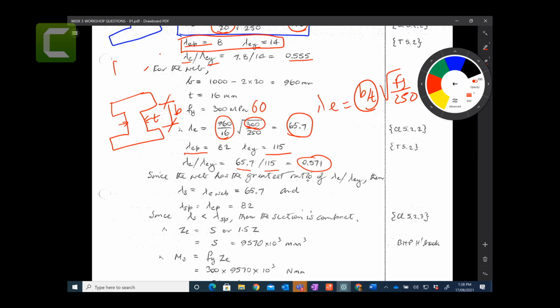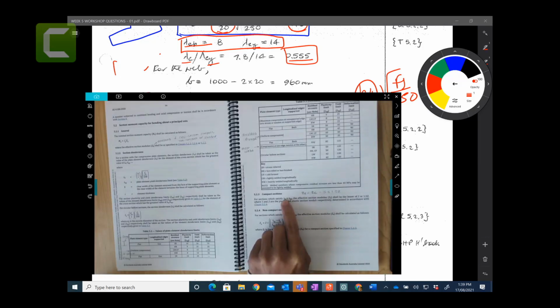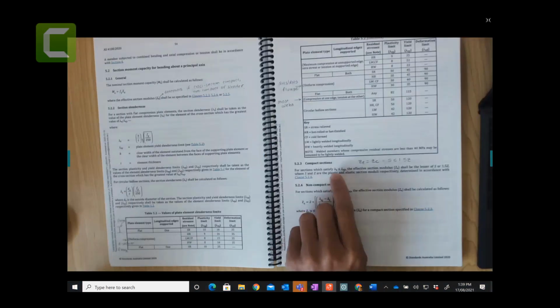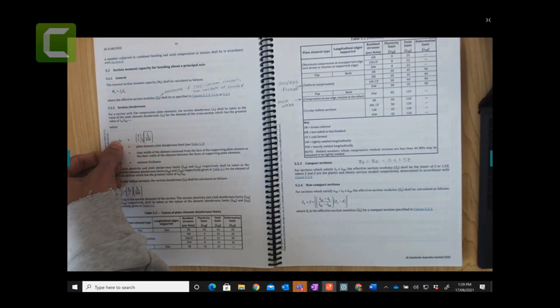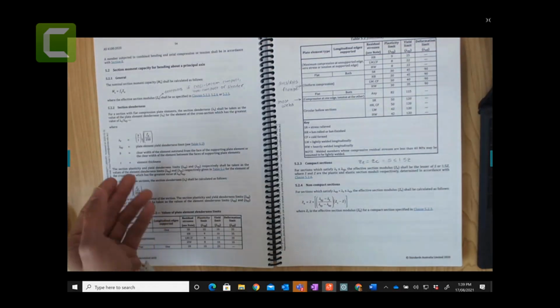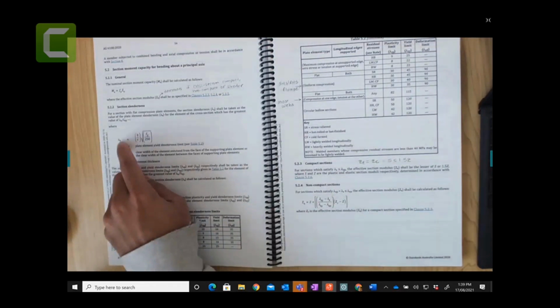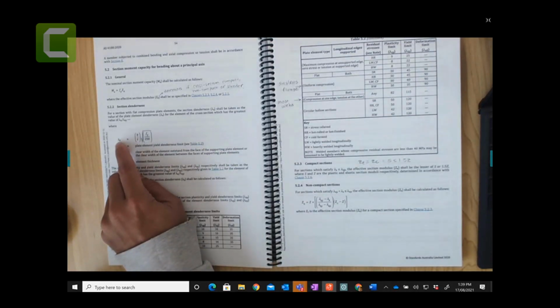Since the web has the greatest ratio, you take the ratio 0.571. Who is the winner? The web is the winner. Winner means it is the critical one; it will buckle, it is the weakest point in the beam. So greatest ratio on this one. Then lambda S is equal to 65.7. That is your lambda S, because the standard wants you to know the lambda S value. For that you have two values, lambda E for the flange and lambda E for the web. Which one should you take? The one with the largest ratio, so lambda S equals lambda E of the web.